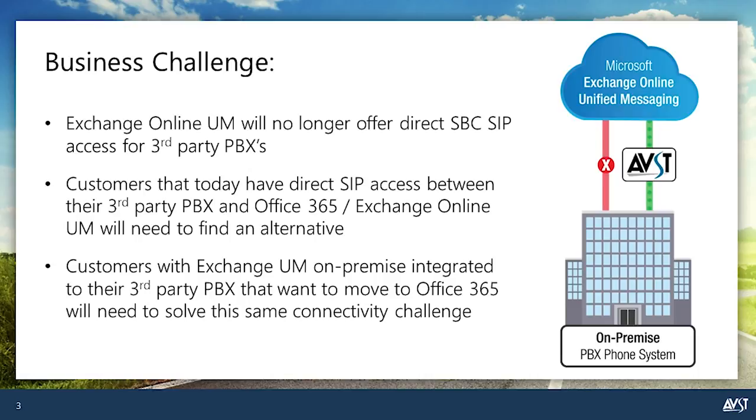This also impacts those customers that are using Exchange on-premise. So you've got your own Exchange server, you've got unified messaging deployed, you have it integrated to your third-party PBX. If you want to move to Office 365, that's going to be a problem. You're going to have to solve the same connectivity issue before you make that switch, because that direct SIP integration into Office 365 is no longer going to be available to you.